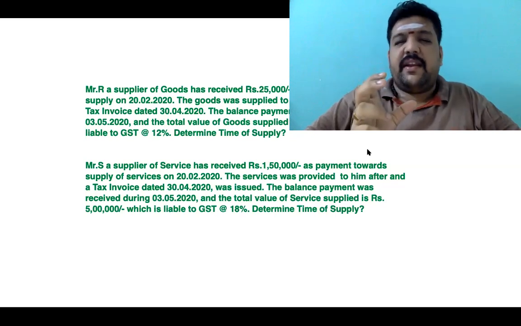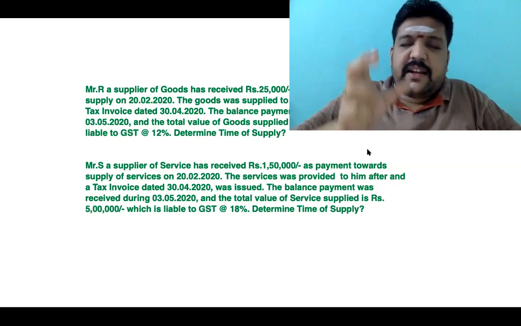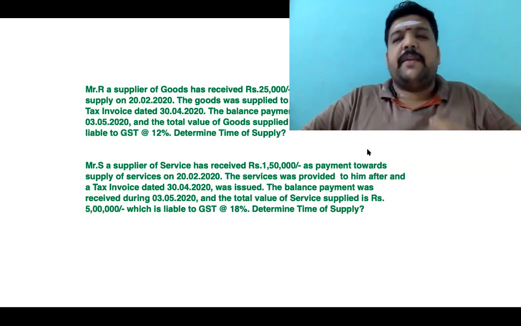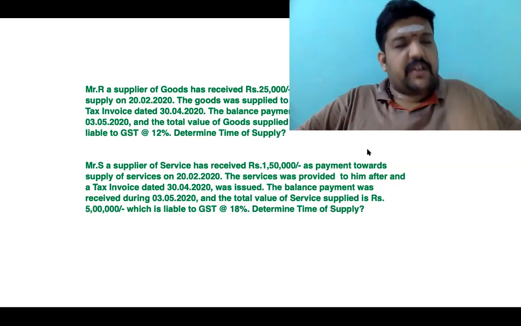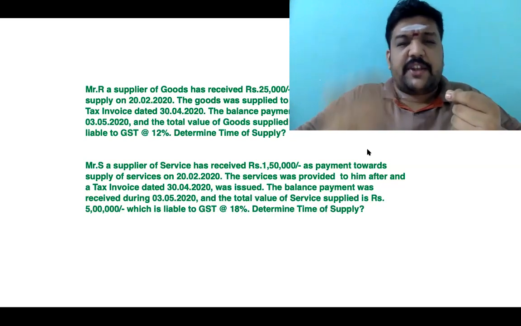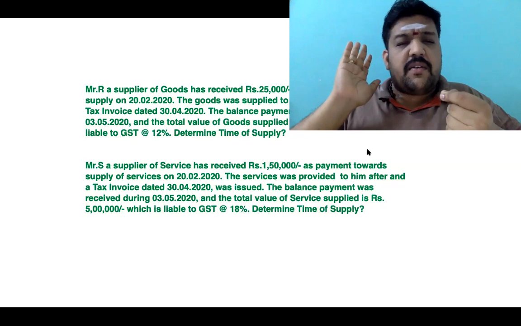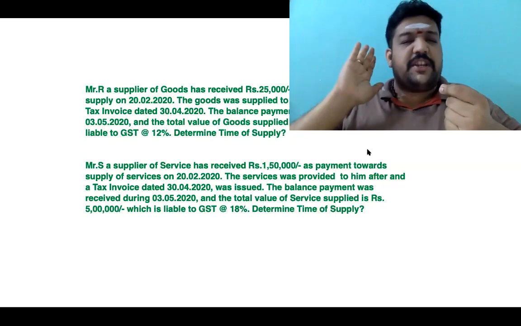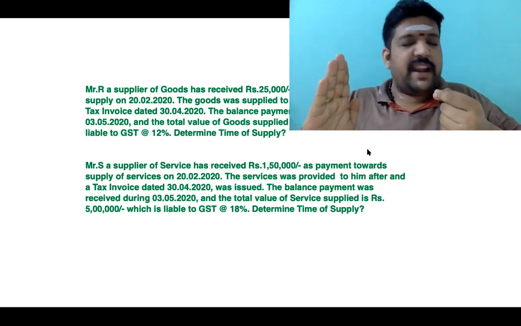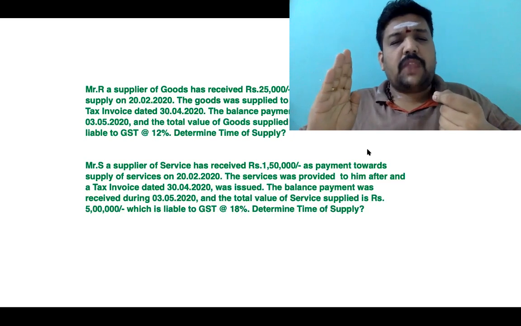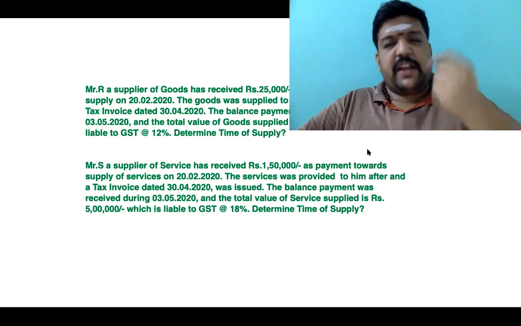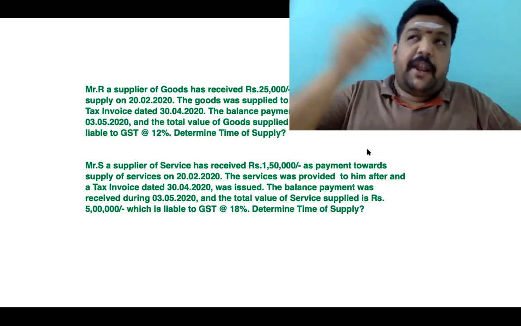Let me repeat it again. The payment of tax at the time of receipt of advance on 20/2/2020, no doubt, on 25,000, Mr. R, is he liable to pay tax? When you carefully read section 9 of the IGST Act along with section 12 of the CGST Act, you would definitely conclude yes, on 20/2/2020 he is liable. But will he pay to the government?